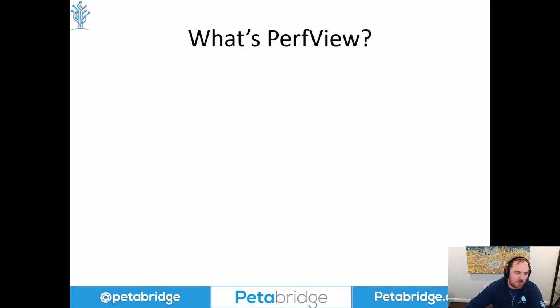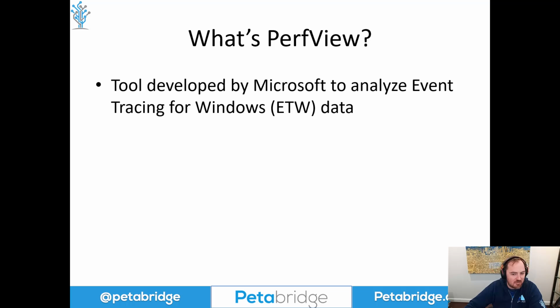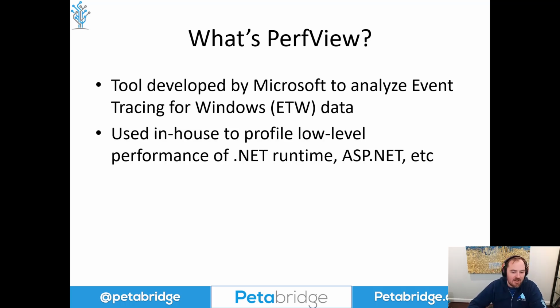Now, even if you've been in the .NET space for a long time, you may have never heard of PerfView before, and that's pretty normal. It's a relatively obscure tool that was developed by Microsoft 10 plus years ago to analyze event tracing for Windows data. But the reason why it's significant is that PerfView is the tool of choice used by the core CLR team, the ASP.NET team, and so forth to profile the performance of .NET applications.